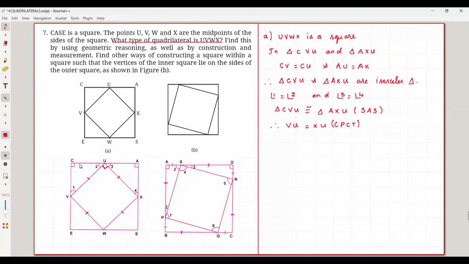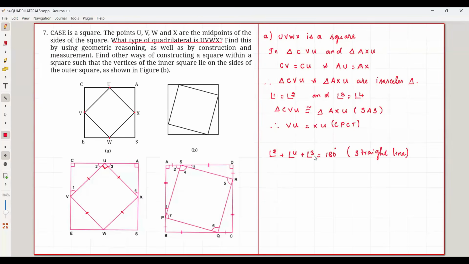If I take this, CUA is a straight line. We know a straight line forms 180 degrees. So we know that angle 2 plus angle U plus angle 3 forms a straight line, 180 degrees. Angles 2 and 3 are equal.